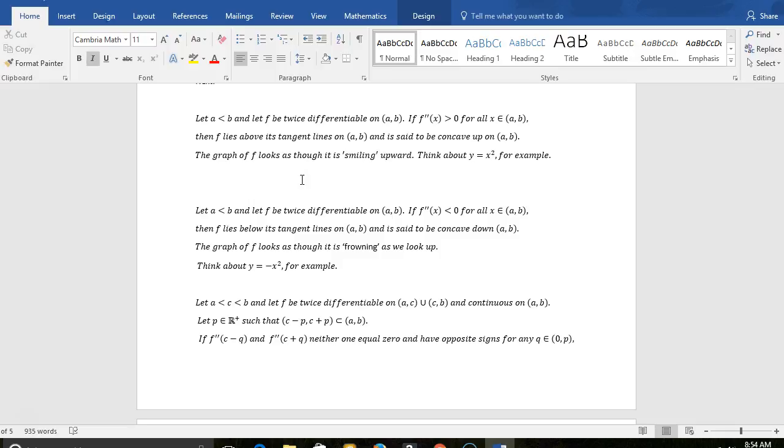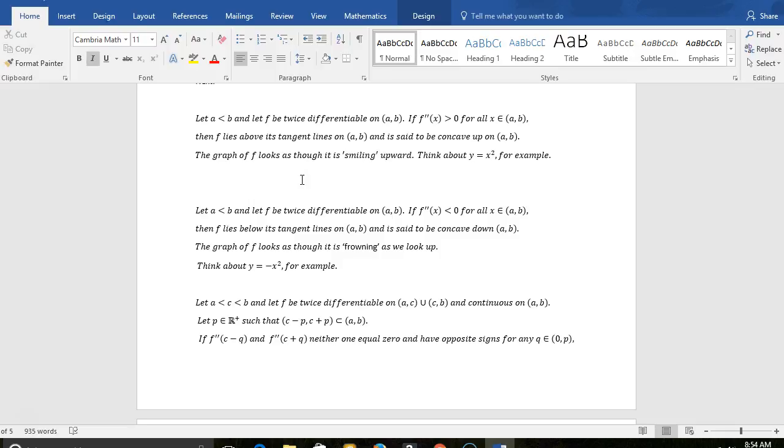Basically, it's more the graph of the function that's concave up or concave down. A graph is concave up, informally, if it looks like it's smiling, upward, along the positive y direction, and it's concave down if it looks like it's frowning in the negative y direction.